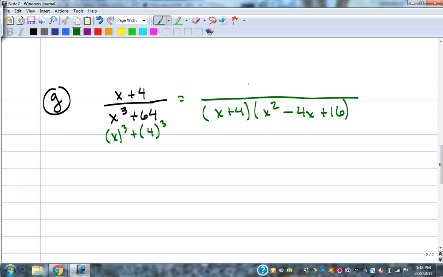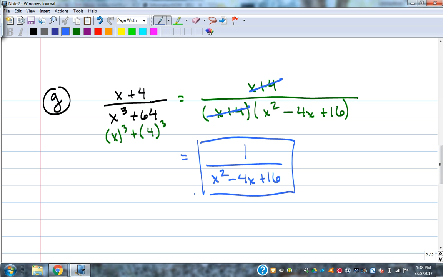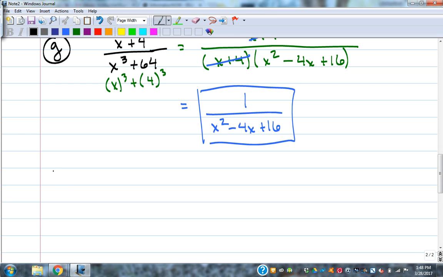Okay, and then on the top we still have the x plus 4, and that allows you to cancel. What's the numerator of this final answer? 1. If everything cancels out, it's a 1 left over. And there's our simplified rational expression. Not too bad.